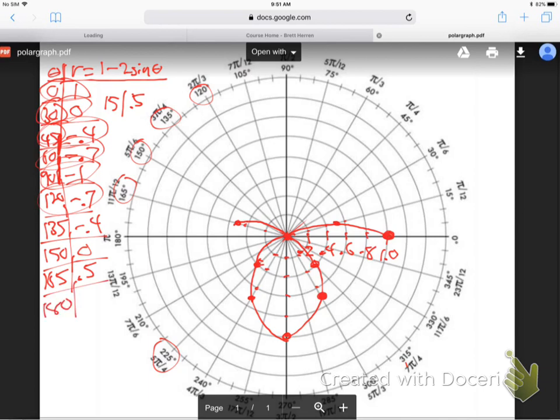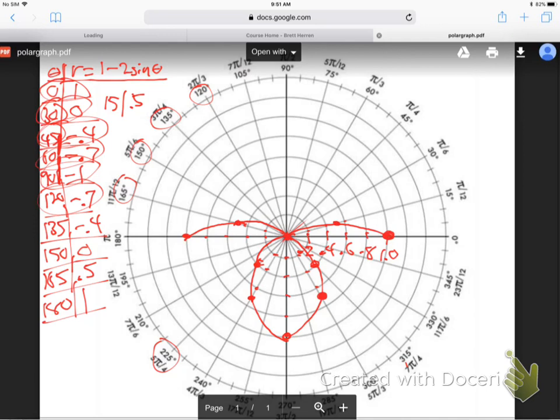180. So, it's just a big loop. Is that what it is? 1 minus 2 sine 180, I'm getting 1. So at 180, it shoots out at 1. Keep going all the way around, something like that. It's 0.2, 0.4, 0.6, 0.8, 1. Boom, like that.